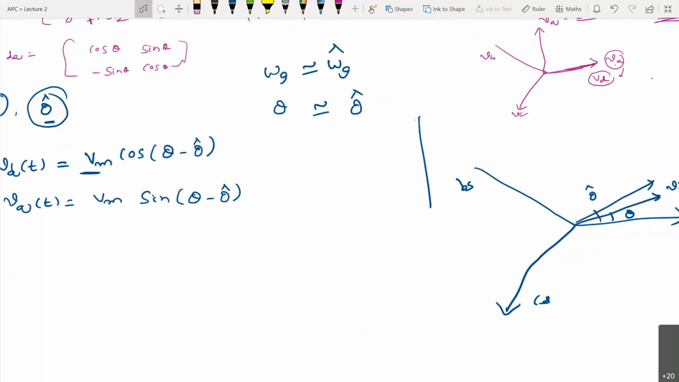If this theta is 0, in that particular case, this VD will be equal to Vm, right? And this VQ of t will become 0, in case this theta is 0 and this theta dash is not present. So this is the transformation.